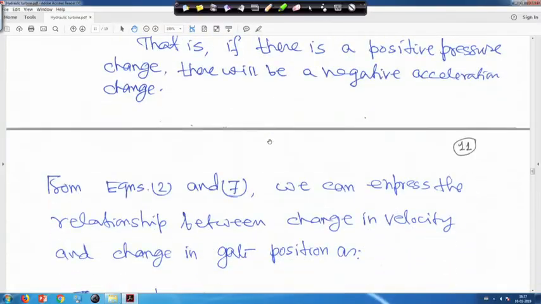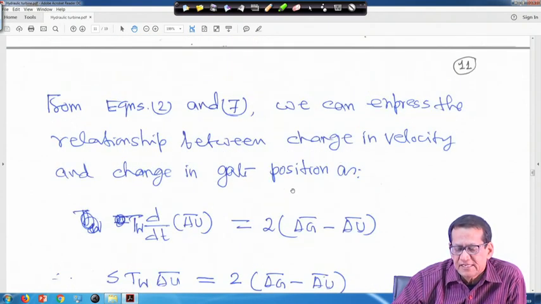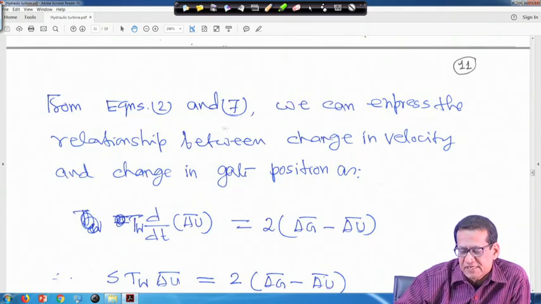So, we are back again. We have seen equation 7 regarding the water starting time, right. From equations 2 and 7 we can express the relationship between change in velocity and change in gate position. Therefore, we can write, that is from equation 2 and 7, right.